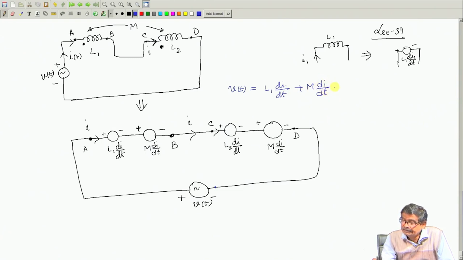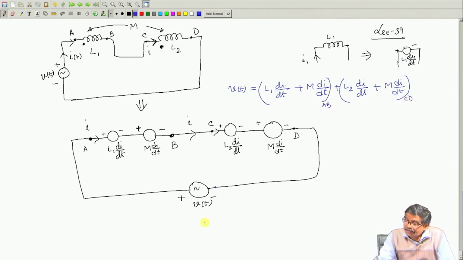plus L 2 d I dt. These two terms are the voltage across A B, and these two terms, M d I dt, are the voltage across C D. This is across A B, this term is across C D. This is the story, and this of course can be written as L 1 plus L 2 plus 2 M d I dt.